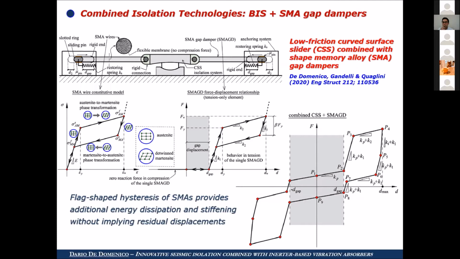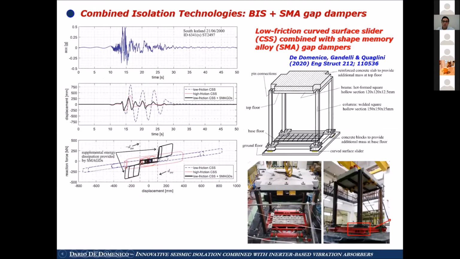This combined isolation system was studied numerically. We proposed an optimal design procedure, and we also numerically tested its validity against experimental results in shake table tests. In particular, we considered two kinds of earthquake ground motions, so-called low to moderate earthquake intensities and strong earthquakes. So let's start first with the strong earthquakes.